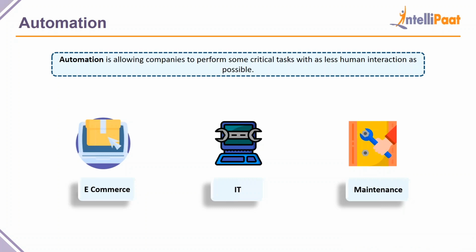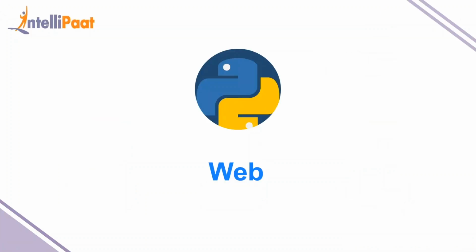Now, this could be automated just by taking a look at the server's load and figuring out whether or not the server could handle it. And if not, new servers are deployed, new services are deployed for the server to consume, so on and so forth. Then there's web, also called the internet.